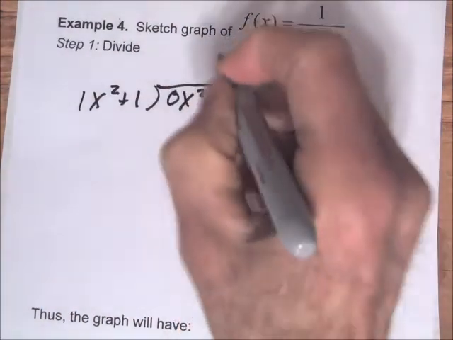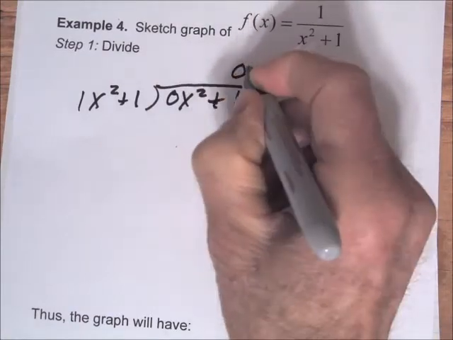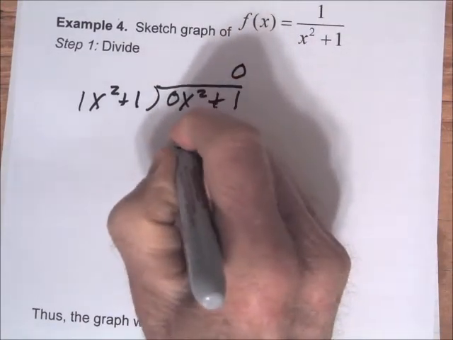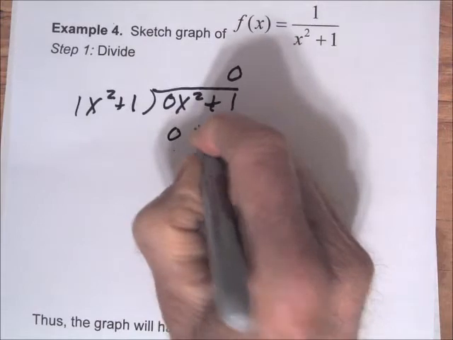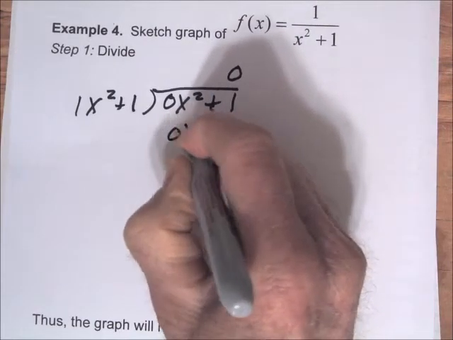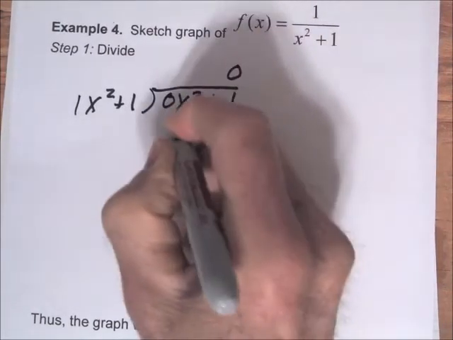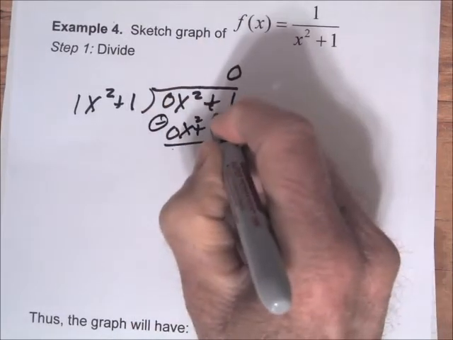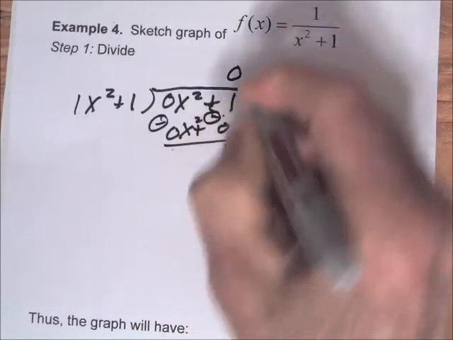0x squared divided by 1x squared is 0. And then multiply 0 plus 0, 0x squared plus 0. Draw the line, change the signs, add or subtract like terms according to the sign. We get remainder of 1.